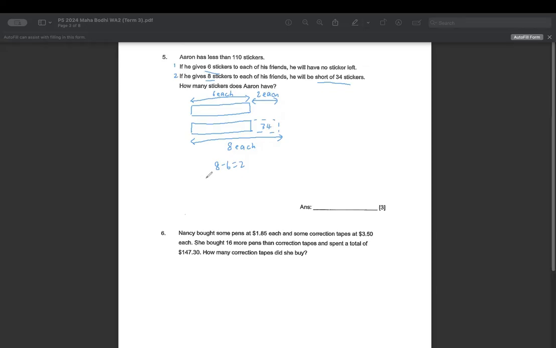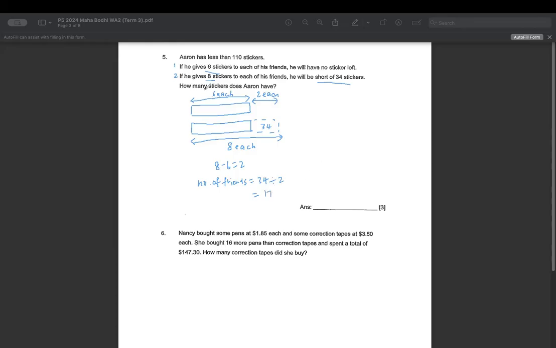Okay, so in order to find the number of friends, you just take the number of stickers he needs if he gives each friend 2. You just take 34, divide by 2, and you can find the number of friends. Okay, so he has 17 friends.